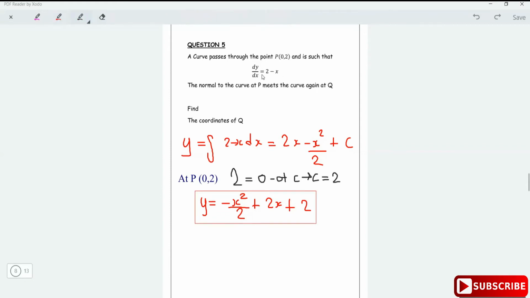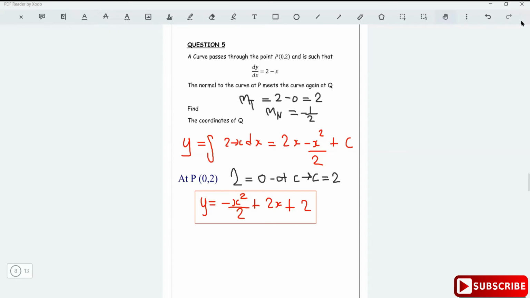To talk about the normal at P, the first thing we need is the gradient at P. The gradient of the tangent at P is 2 minus 0, since the x value is 0, which is equal to 2. So that's the gradient of the tangent at P. And that means the gradient of the normal at P is equal to negative a half. That's the gradient of the normal.